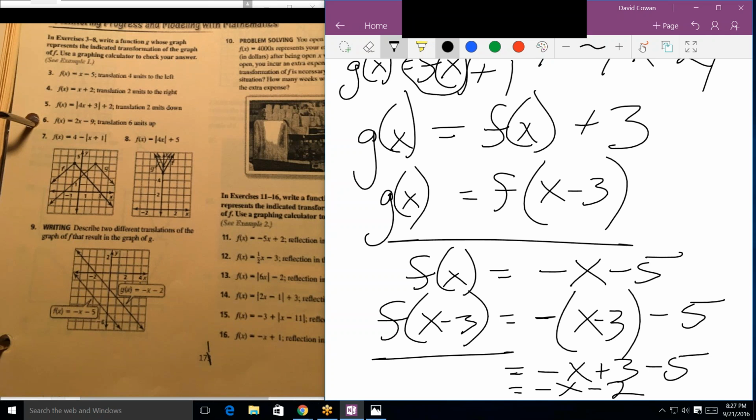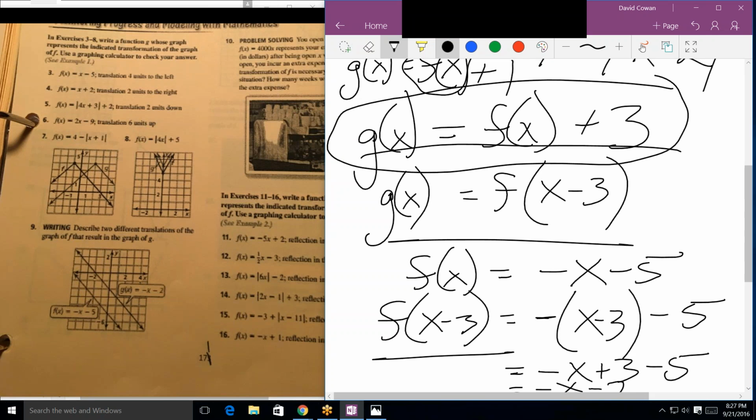So we arrived at g of x two different ways. We could do a vertical shift up 3 units, or we could do a horizontal shift to the right by 3 units. Notice that each one of them was different. In other words, the vertical shift, we do that. The horizontal shift, we do that. It turns out that in this problem, you get the same answer either one.